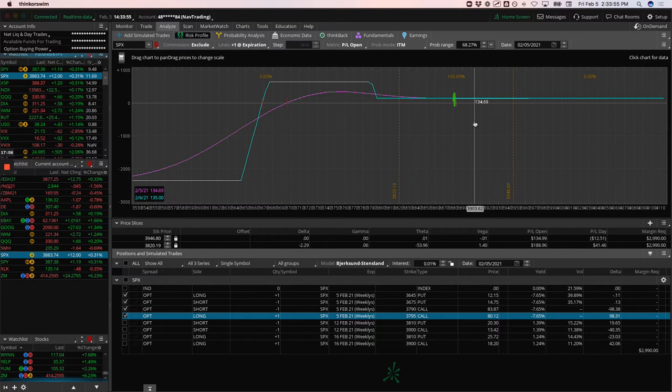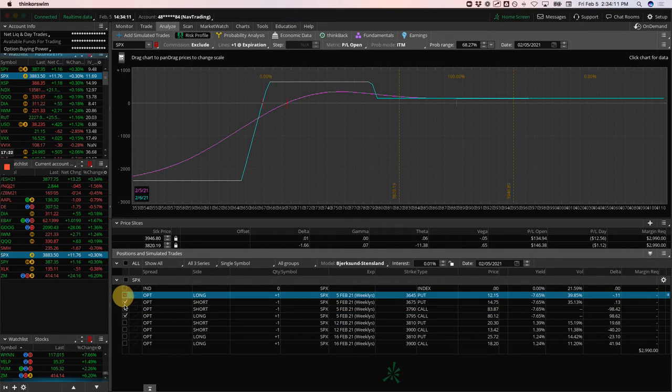But with SPX, one of the reasons we like to trade RUT and SPX and NDX is because they are index options. They're European style options. They settle to cash, so we'll just let that one expire. Again, all this is explained in the Iron Duck course. So if you haven't looked at it in a while, go back and review.